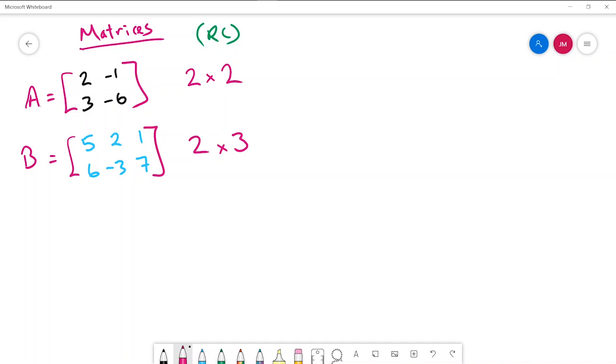For this little video, I'm just going to do a multiplication of these two matrices. Now, first thing to check, let's say the question is, does AB exist? And if it does, can you find it? First thing I do is write the AB. So in the first case, A is a 2 by 2 matrix and B is a 2 by 3 matrix. So I write down the dimensions.